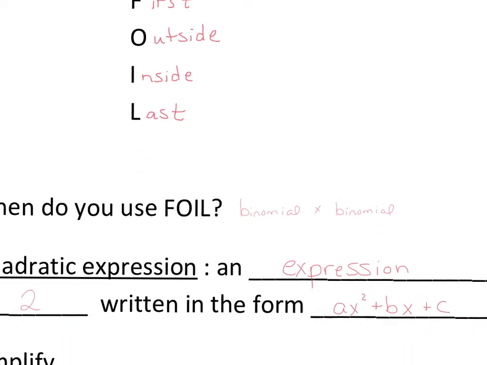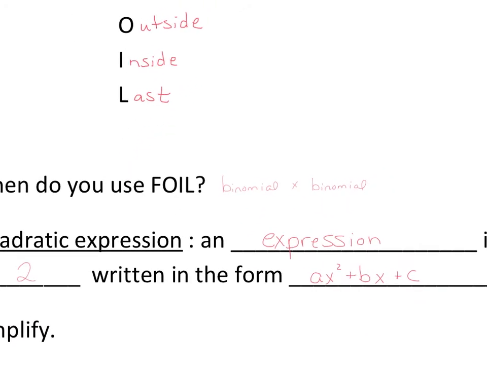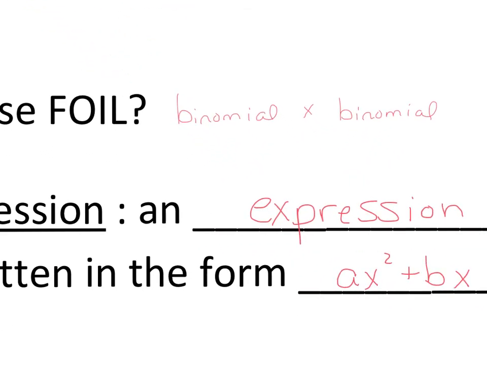All right, so when are you going to actually use the word FOIL? You are only going to use the word FOIL when you are multiplying a binomial times a binomial. Remember, a binomial has two parts, like x plus 2 times 2x minus 3. Binomial times a binomial. Two-parter times a two-parter. That is the only time FOIL is going to work. We are going to look at what happens when we have a trinomial. It's the same concept. It's just you can't use the word FOIL for that.